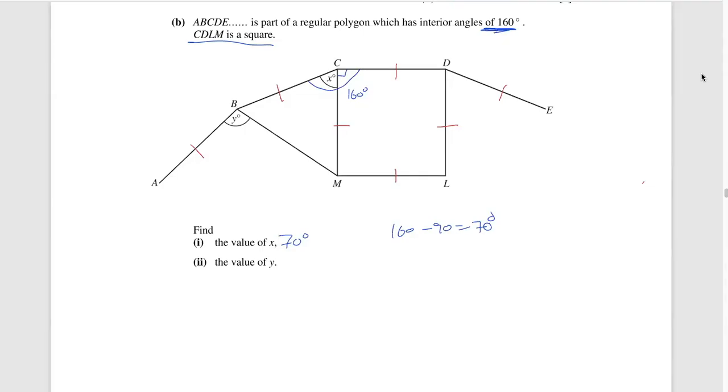Is it comfortable to read or you want me to zoom in? No, it's good.